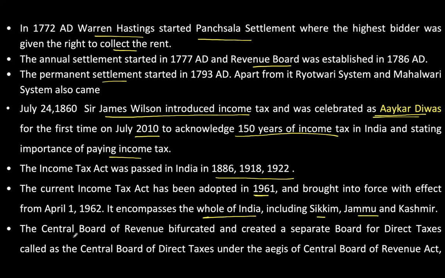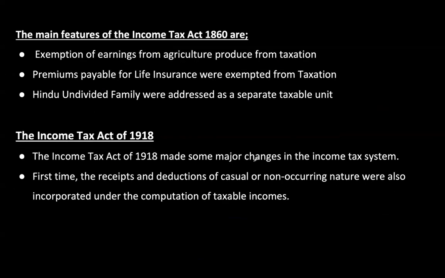And right now we have the CBDT, which is, okay, the Central Board of Revenue. It was bifurcated and a separate board was created for the direct taxes. We talk about CBDT under the aegis of the Central Board of Revenue Act. So we are having it differently for the direct and the indirect taxes. So certain main features of this act are mentioned.